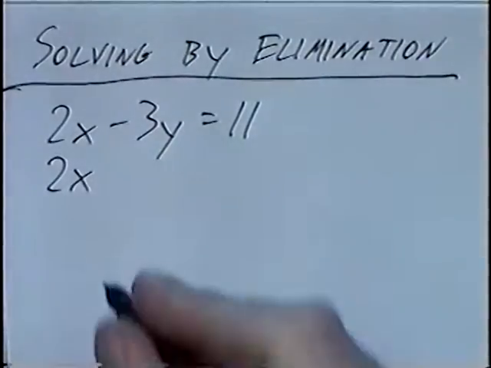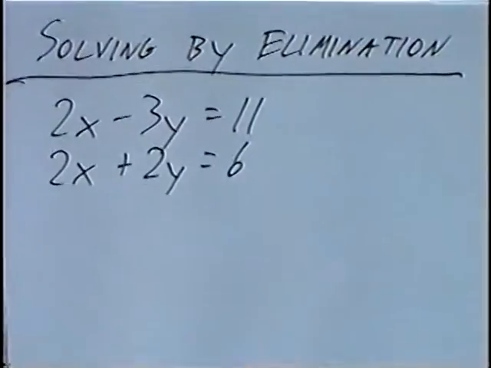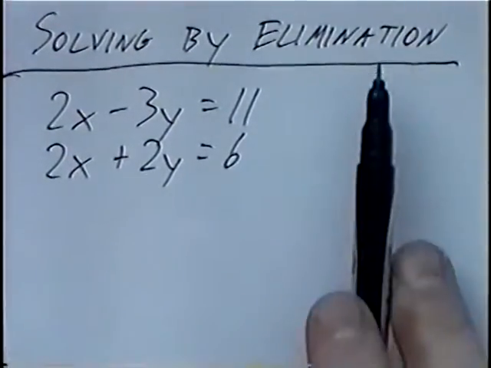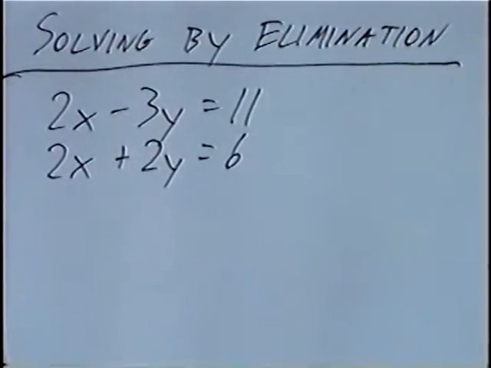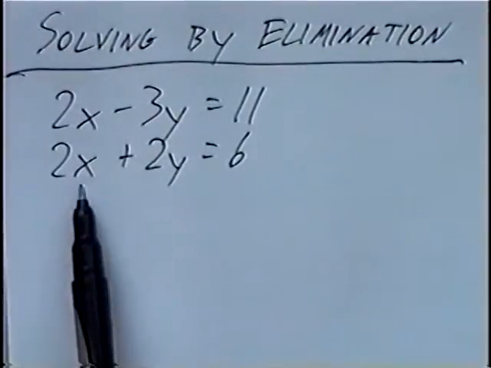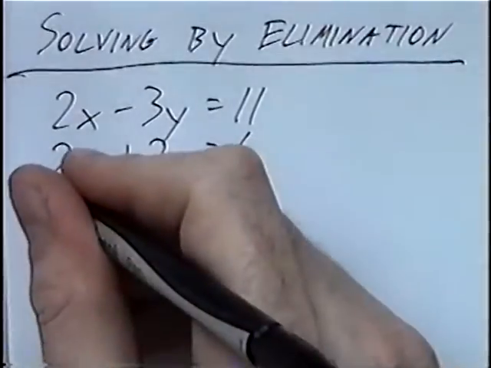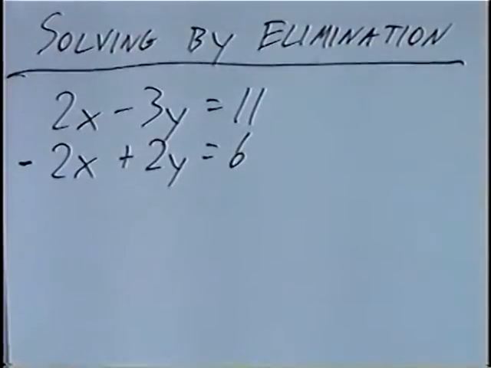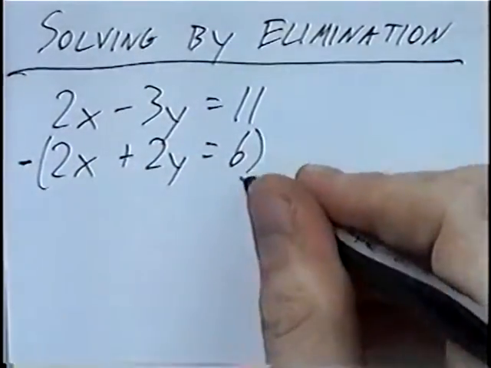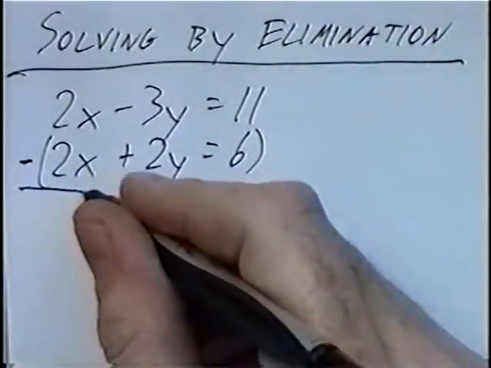Second equation is 2x plus 2y equals 6. To solve using elimination, we can either add or subtract these equations together in order to cancel a variable out. For example, if you look at the x's, they both have the same coefficients, 2x and 2x. If we subtract 2x minus 2x, that would cancel the x variable out. We'll put parentheses around the second equation to remind us that we're subtracting each term in that equation.